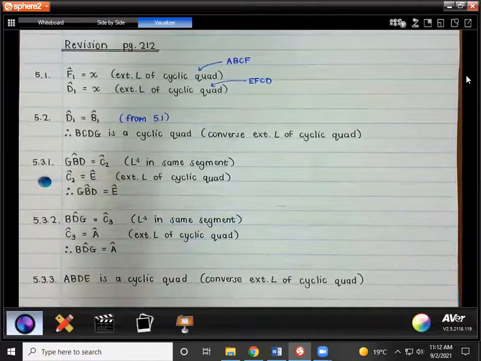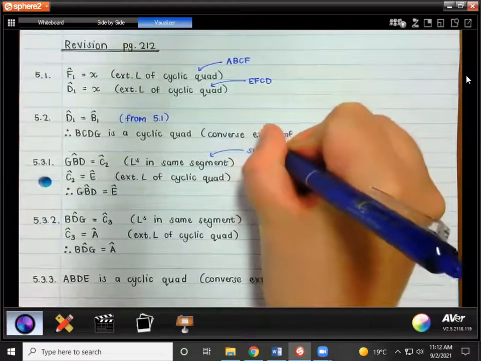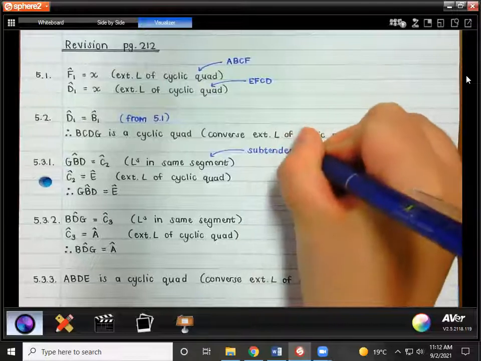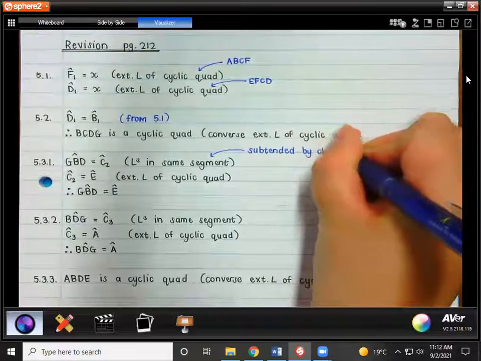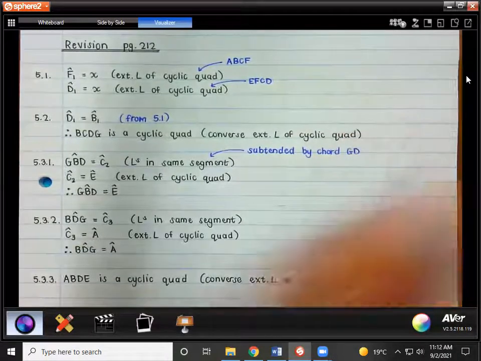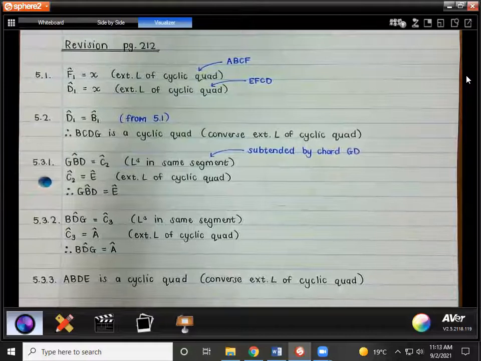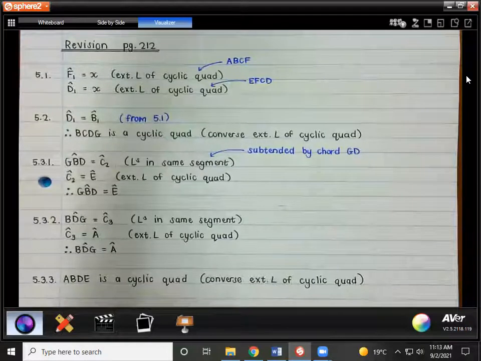GBD is equal to C2, angles in same segment. I'm just going to add here, subtended by chord GD. Okay, so that is difficult to see, guys. I realize that it is, but it is something that often comes up. Often they ask you to prove that something is a cyclic quad, then you need to work with angles in same segment in that same cyclic quad in the next question. So it's important that you are copying that down, please, if you didn't get to it.